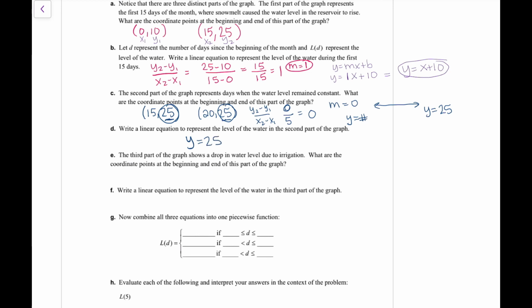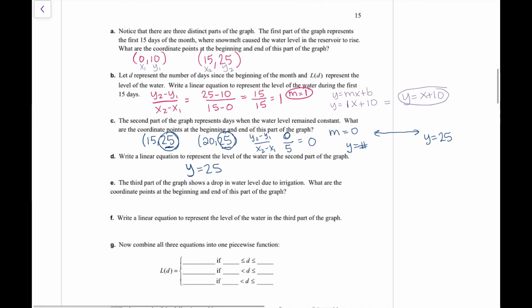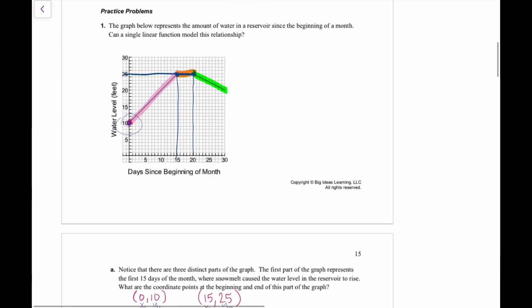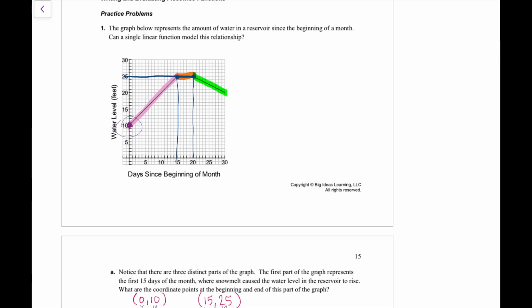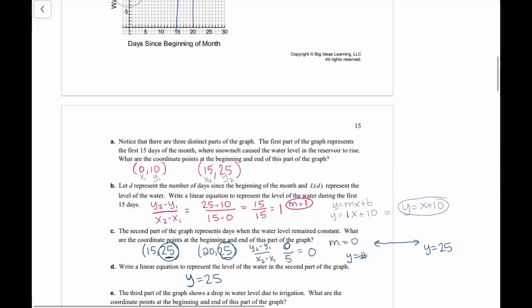The third part of the graph shows a drop in the water level due to irrigation. So we want to look at the points at the beginning and the end of this part of the graph. We're starting at the point 20, 25, and then we're decreasing. At day 30, we're back down to 20 feet, okay? So if you look right here, this is the point 30, 20. This is the point 20, 25.